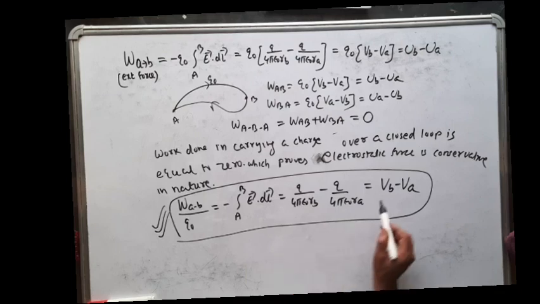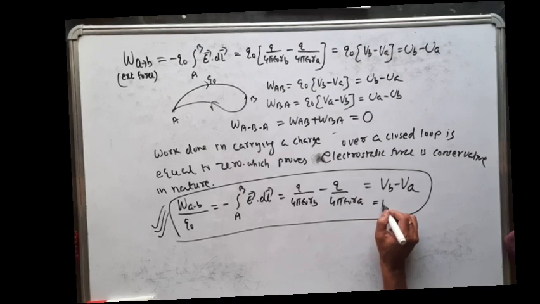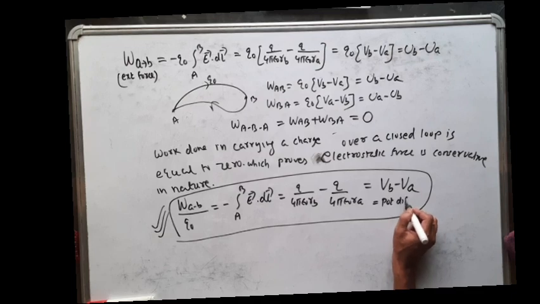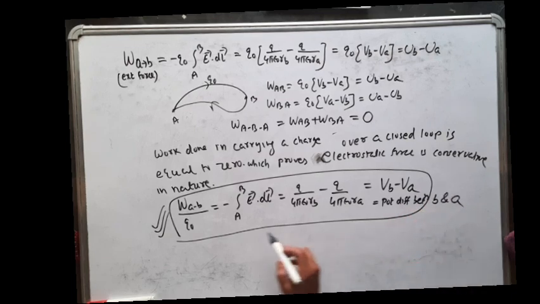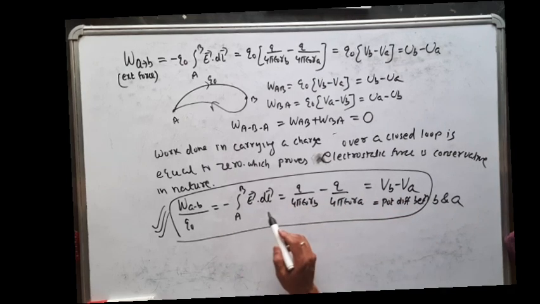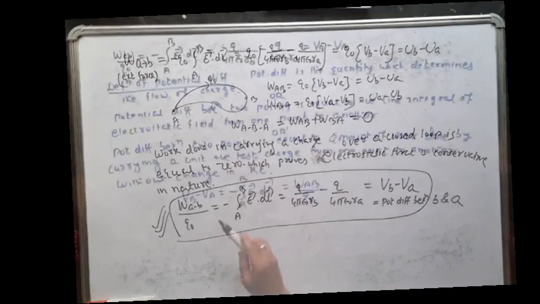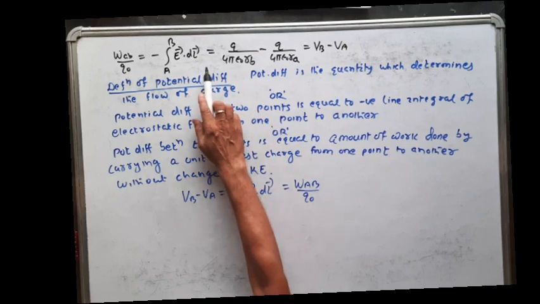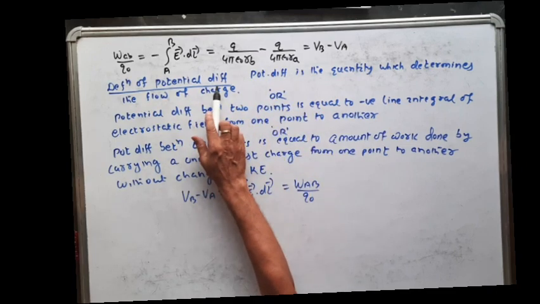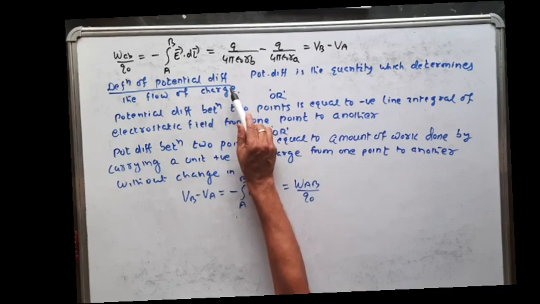This is the main formula you have to remember, and from this formula we can define what VB is. VB is the potential at B. What is VA? It is the potential at A. So VB minus VA is the potential difference between point B and point A. From this formula, we can define the potential difference. So what is the first definition of potential difference?